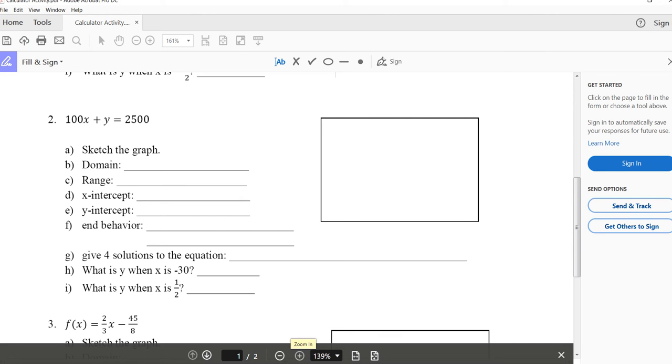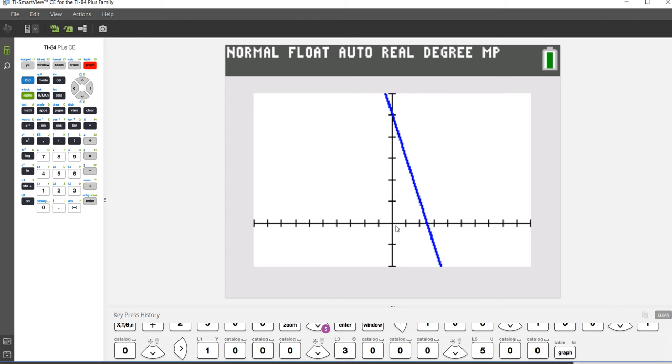So let's go to this sheet. The domain and range. Let's talk about the domain. How far to the right does this graph go? How far in the positive direction? Could I plug in x equals 100? Could I plug in x equals 1,000? Could I plug in x equals 1,000,000? Of course I could. Same thing in the negative direction.